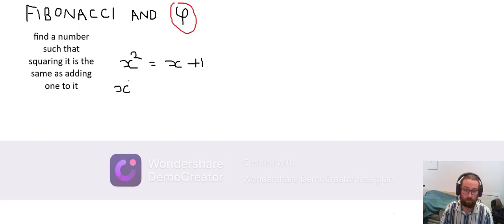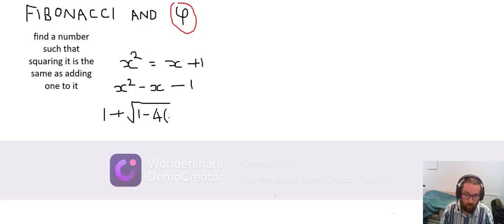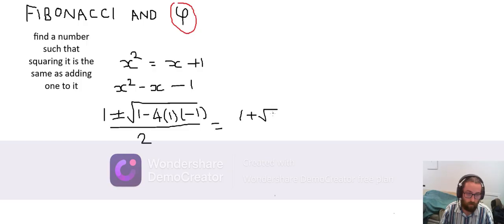Now, I'm going to subtract x and 1 from both sides. And I'm left with a pretty easy to solve polynomial. I'll just solve it really quickly. So x is negative b, which is 1, plus or minus the square root of b squared, which is 1, minus 4a, which is 1, times c, which is negative 1, over 2a, which is just 2. It's going to equal 1 plus or minus root 5 over 2. And that is the answer to the problem.